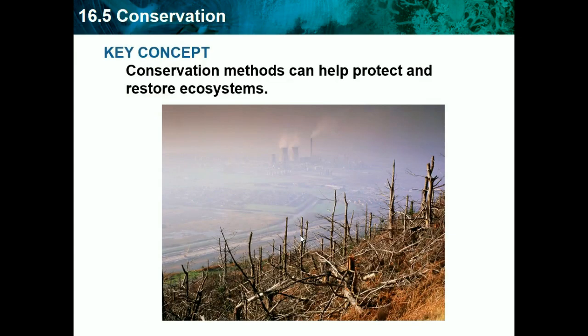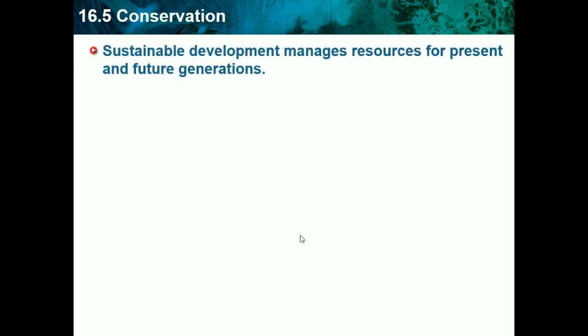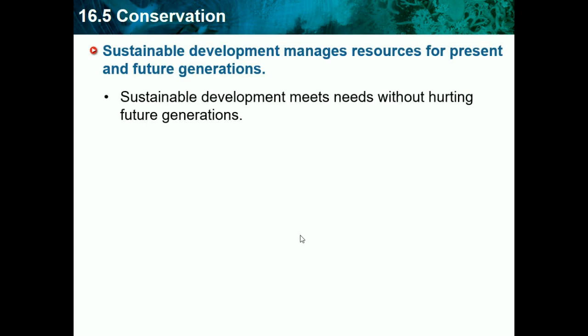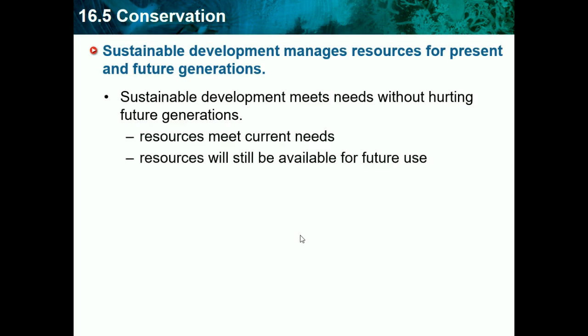So conservation, 16.5, our key concept is conservation methods can help protect and restore ecosystems. Sustainable development manages resources for present and future generations. Sustainable development meets needs without hurting future generations. So we have to figure out a way to use all our resources effectively and save up for future generations. We can't use them all up now or we're going to run out. And we're going to have to find new ways, which we're already trying to find, like new ways to use sunlight. So resources meet current needs, and resources will still be available for future use.